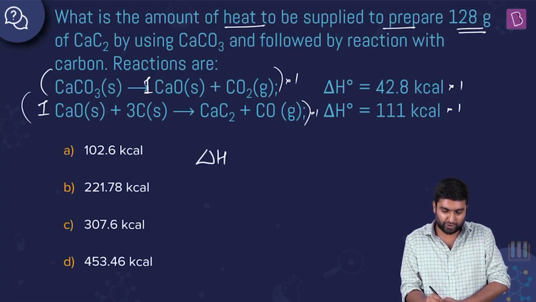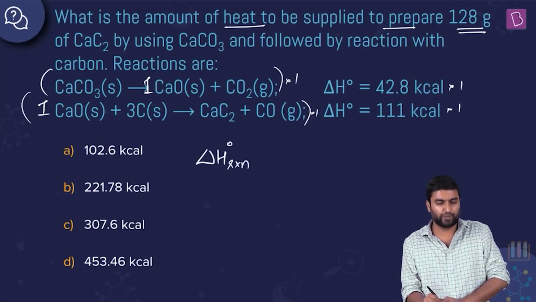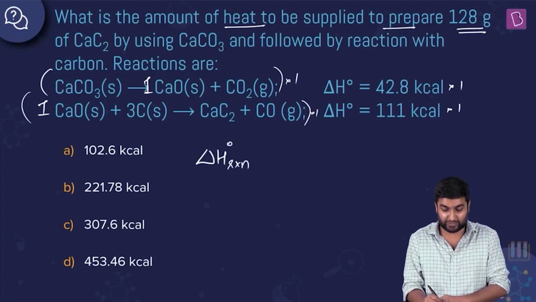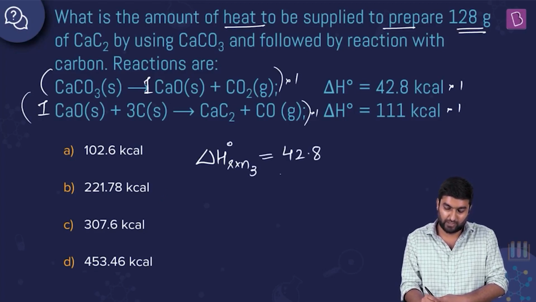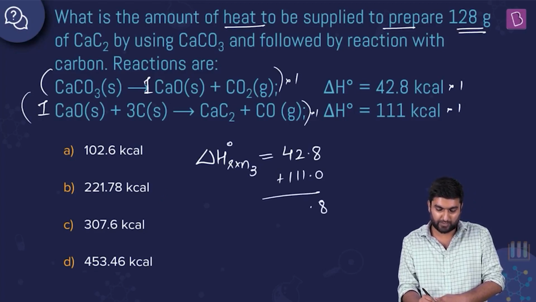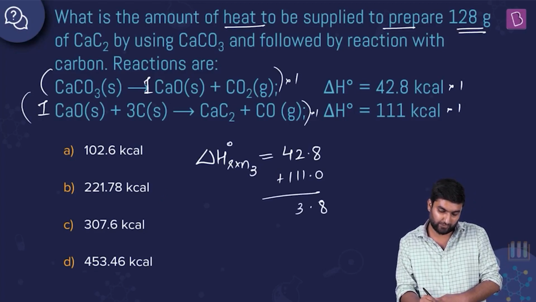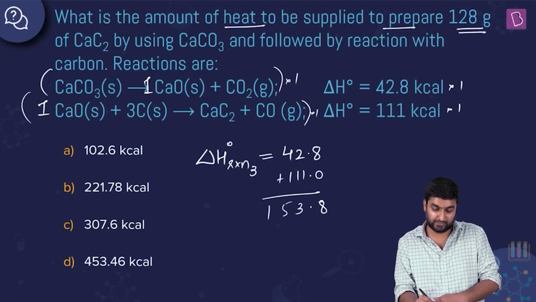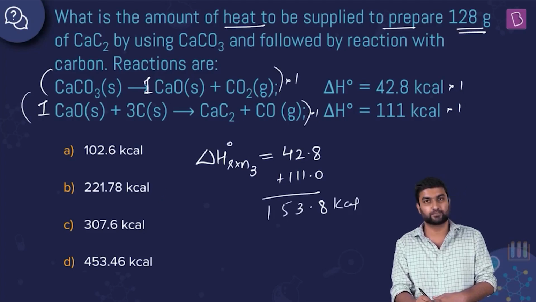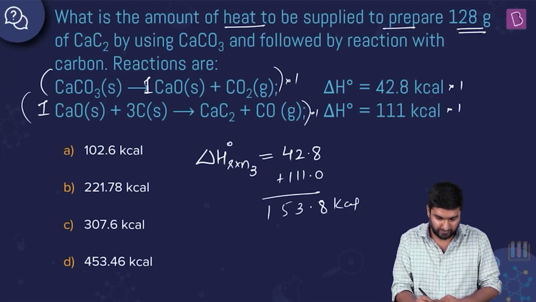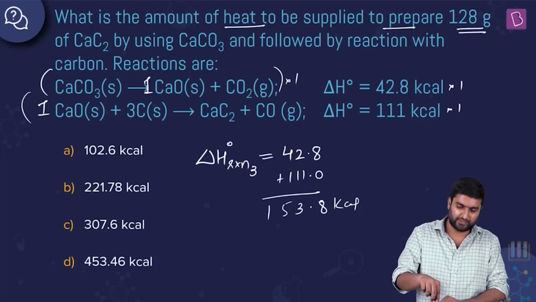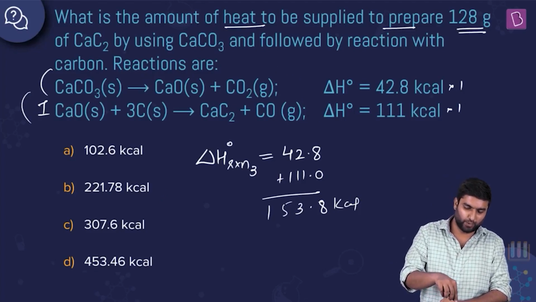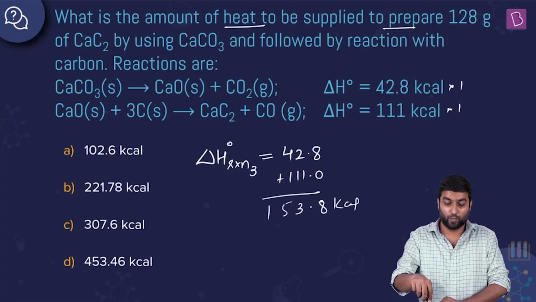So delta H naught for the final reaction, or let's say the third reaction, is actually going to be 42.8 plus 111. With that, we know something like this, and we have 3 over here, we have 5 over here, we have something like this, kilocal per mole.